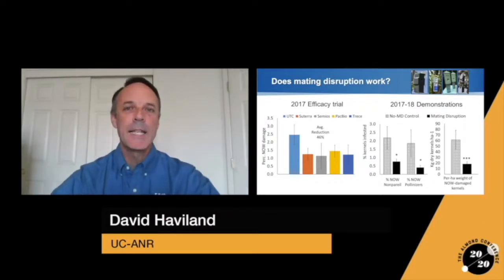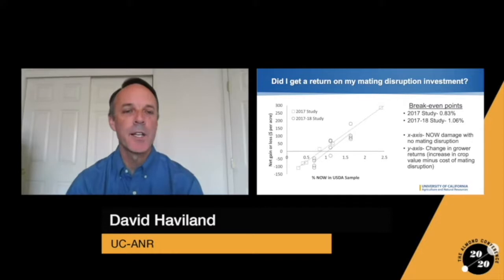Now, where's the break even? So what I've done here for all those studies is made a chart on break evenness, if you want to call it that. What it showed is that in our 2017 study, if you did not use mating disruption and you had 0.83% damage, that was the break even. In our 2017 to 2018 studies, those 9 sites I described, the break even was 1% damage, 1.06. And again, that's 1% in the untreated check in the USDA grade number.